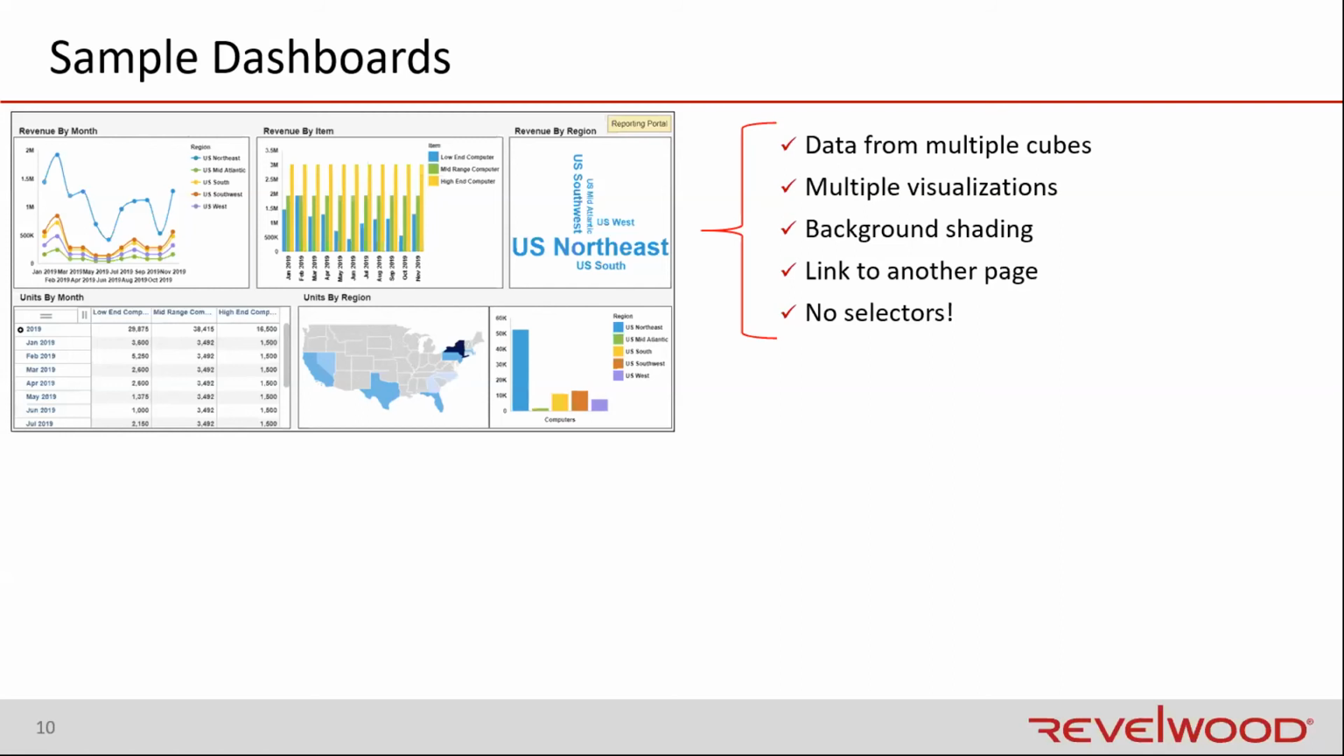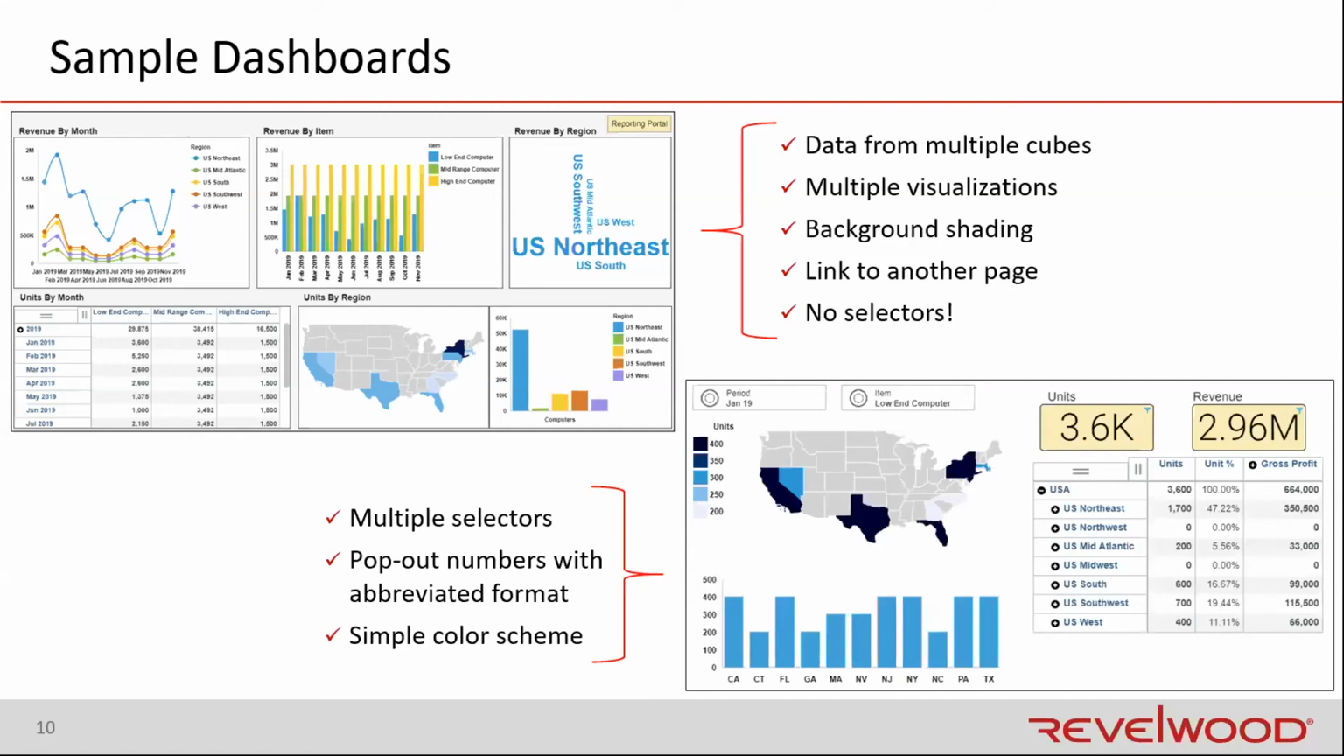Now, for those people who do want to see a little bit more detail, here's another example of what a dashboard could look like. In this particular example, we purposely have selectors, and we have multiple selectors. We have one selector for the time period, another selector for the specific item. And as you change each of those values, all of the data associated with it, your charts, your numbers, your various things will change.